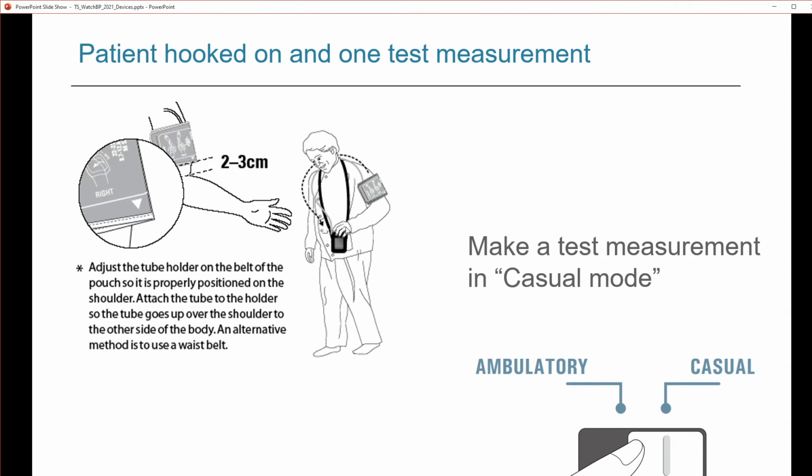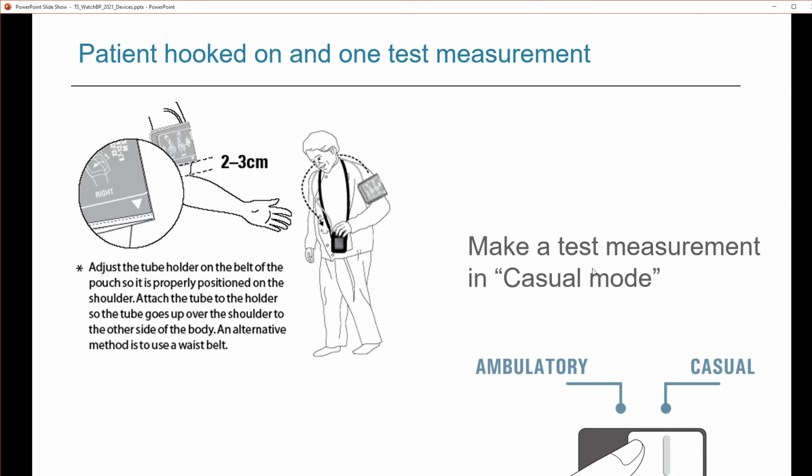Normally the tube goes downwards, but now we are talking about 24-hour blood pressure measurement, so the tube of the cuff goes upwards over the neck to the other side, and there it is connected to the device. In this case, the device is carried with the shoulder strap, but you could also choose to carry it with a waist belt. This could be either the waist belt that is delivered with the device or the patient's own waist belt.